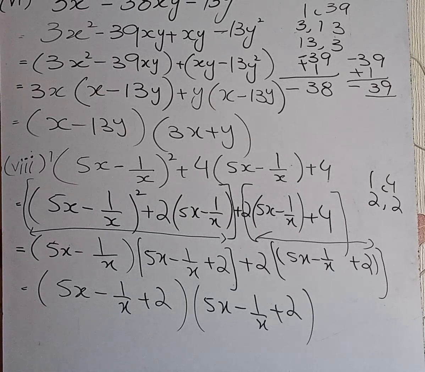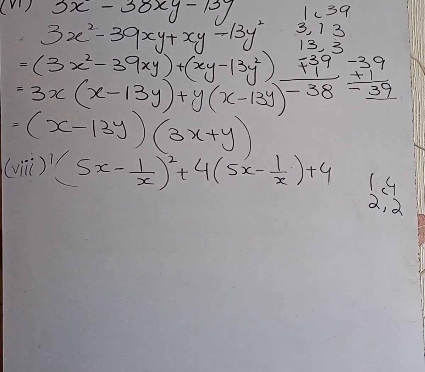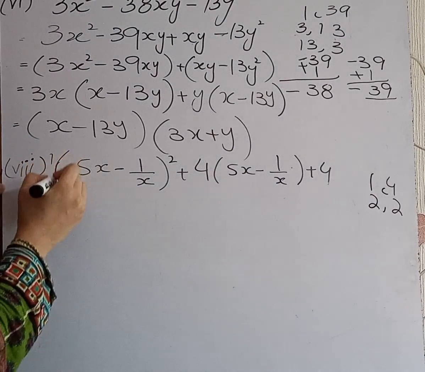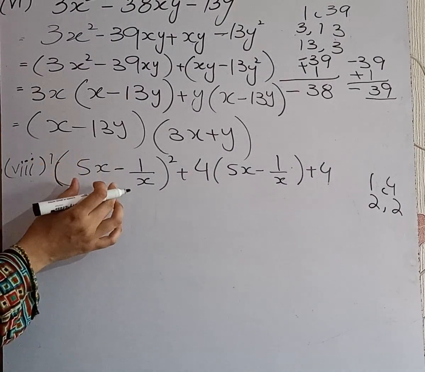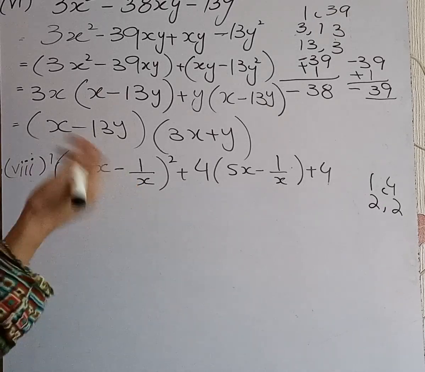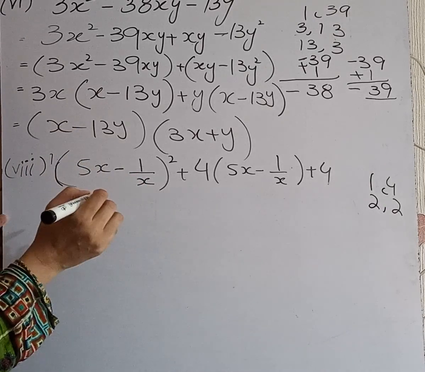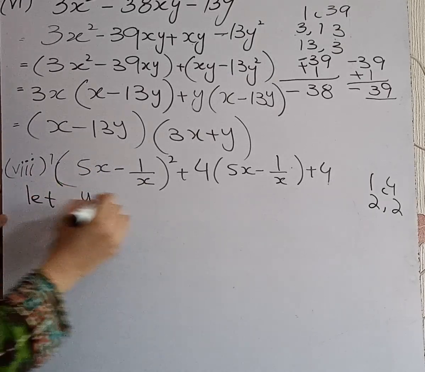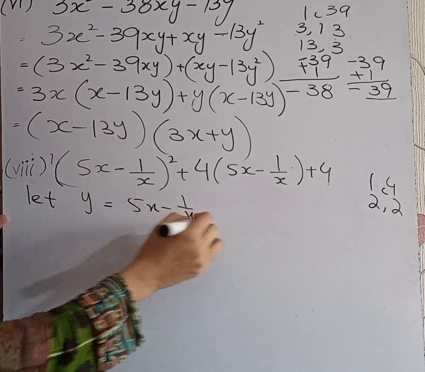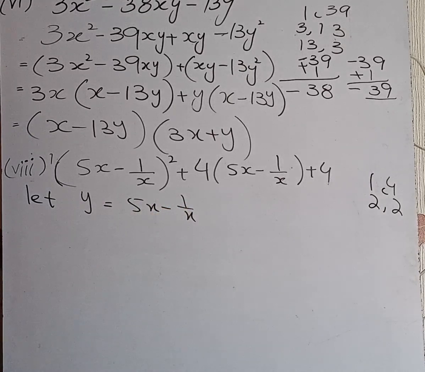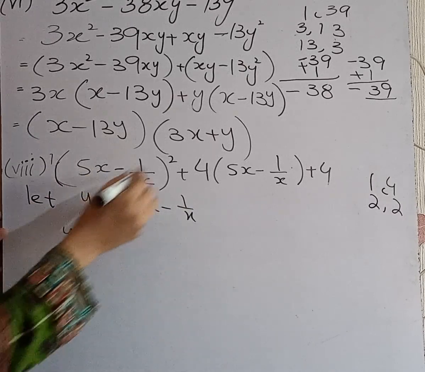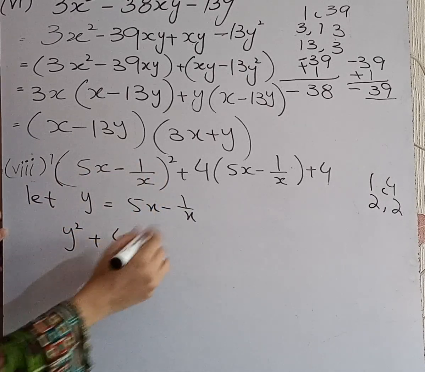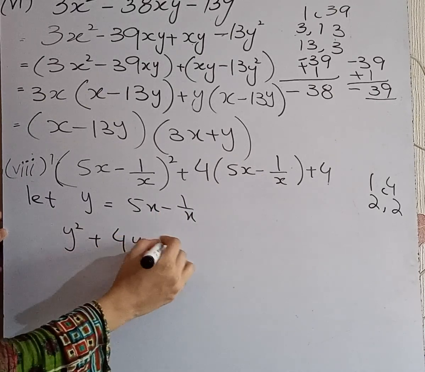And one more method that I can use over here for this type, if you consider that this is a bit difficult for you, so you can use the second one that I'm also going to solve over here. Yes guys, one more way to solve this question is, we are going to let this 5x minus 1 over x be anything, a, y, whatever you want. So we will let y equal 5x minus 1 over x. So in place of 5x minus 1 over x, we are going to put y. Here we will put y squared, then plus 4. Here we are going to put y, and then plus 4.